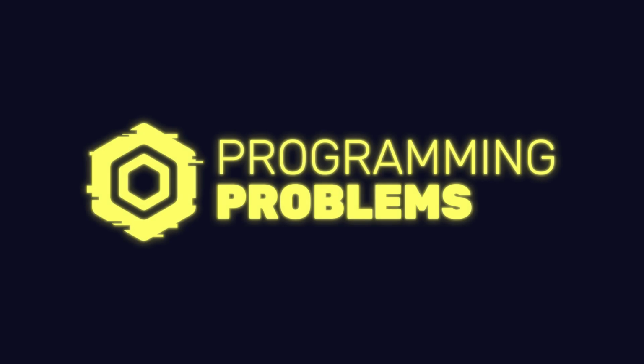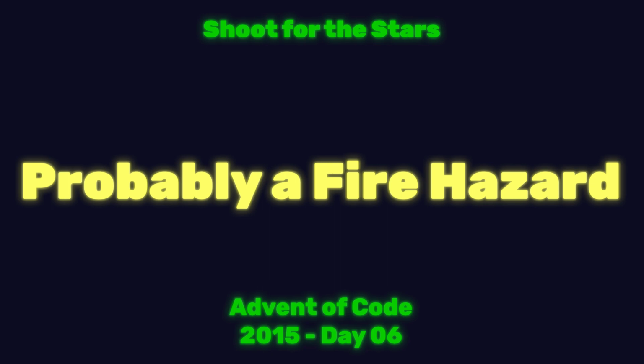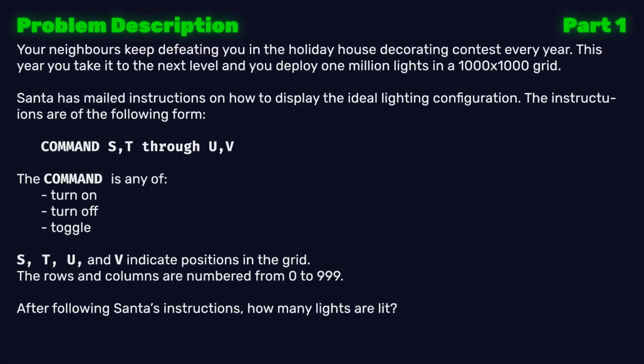Today is already the 12th episode of Programming Problems, and today we will dive right back into Advent of Code 2015 titled Probably a Fire Hazard. For today's problem, we'll deal with our neighbors who keep defeating us in the holiday house decorating contest every year.